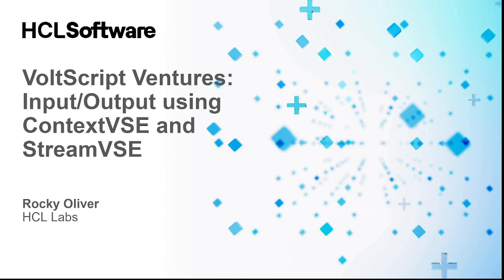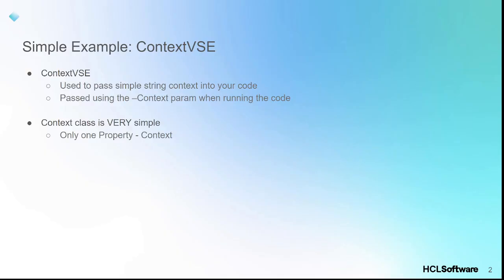Let's get started by taking a look at ContextVSE. ContextVSE is a very simple extension containing only one class called context. And the context class has only one property, context. Context is simply used to retrieve a context string that is passed in when your code is executed. This is done by using the --context parameter.